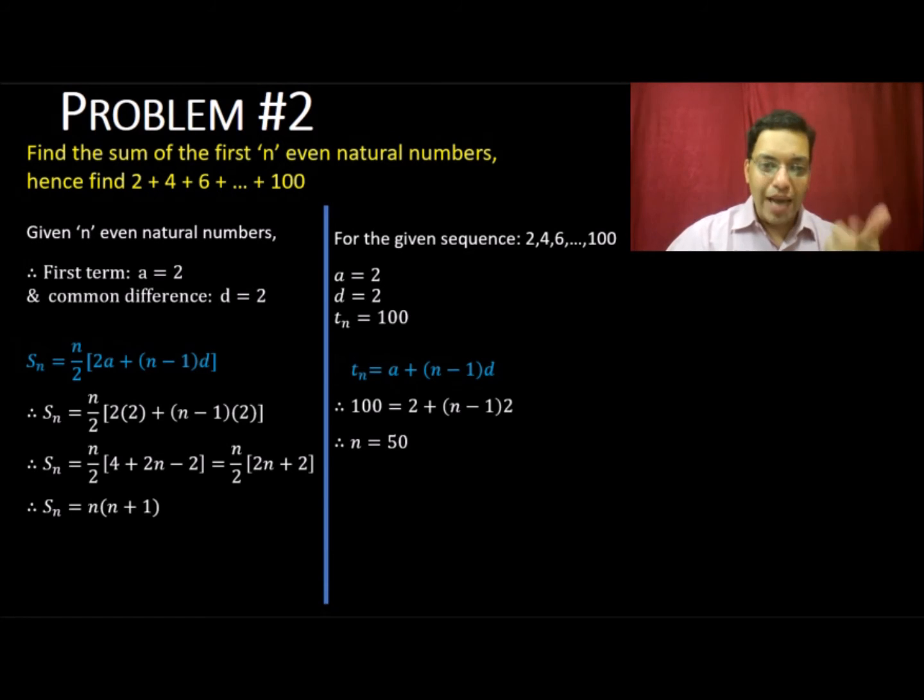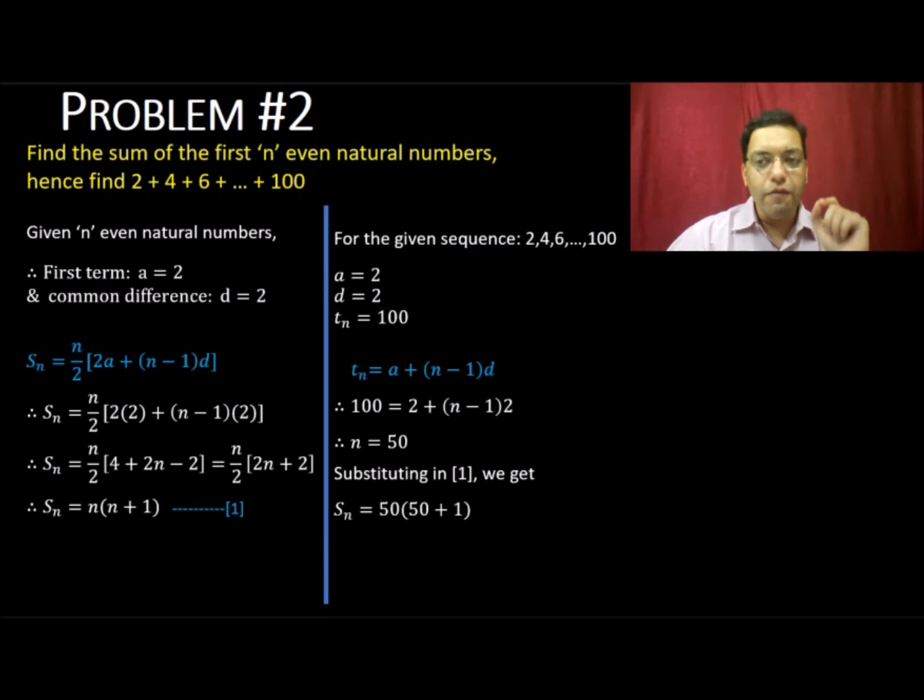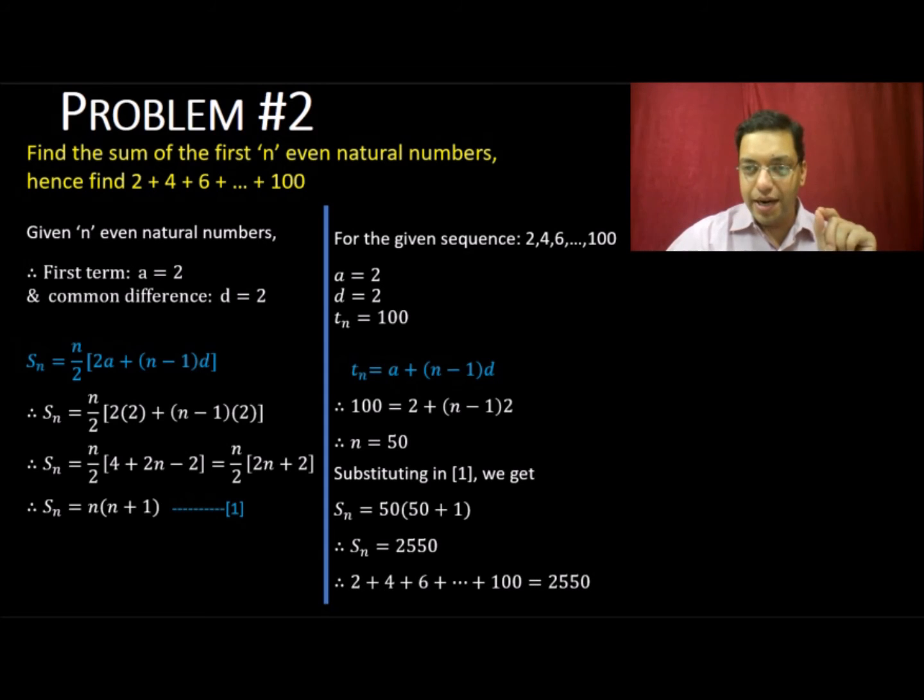Now that we know the value of n, we can just substitute it in the formula that we got for Sn. So let's call that equation 1, and we can say substituting n equal to 50 in equation 1, we get Sn is equal to 50 into 50 plus 1. Therefore, Sn is equal to 2550. So we have found the sum for the second part of the question. Therefore, 2 plus 4 plus 6 plus and so on up to plus 100 is equal to 2550.